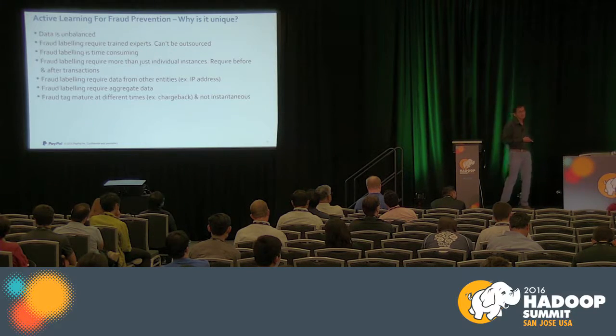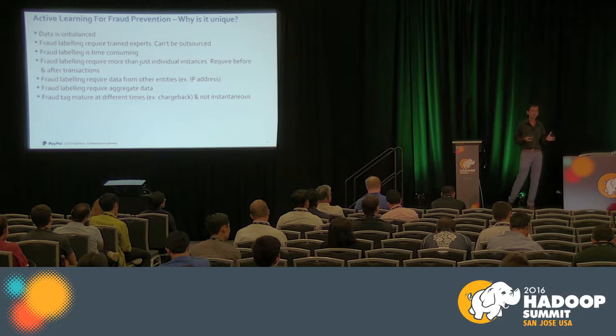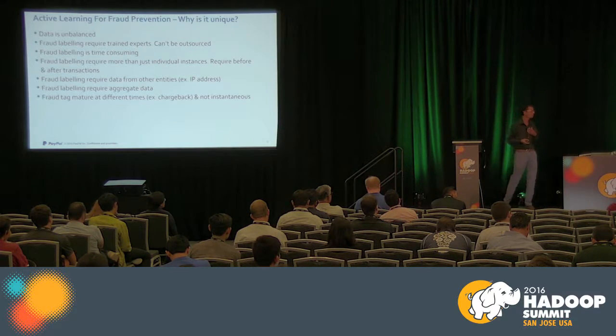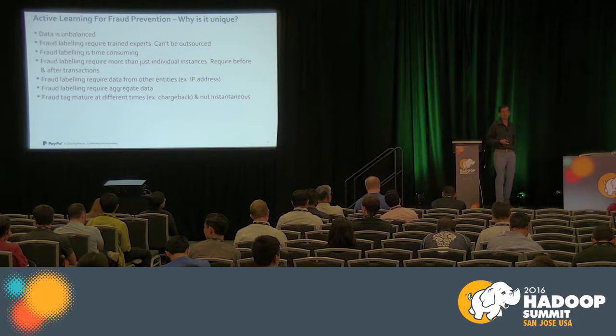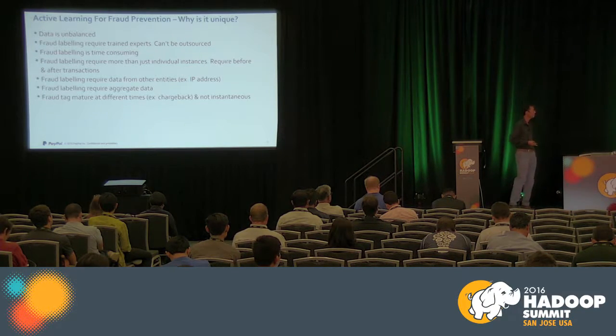Fraud labeling also requires more than just looking at specific transactions. If you want to tackle transaction fraud, it is not enough to look at a single transaction. Our analysts want to look at what happened before and what happened after, and also at other pieces of information to solve the puzzle. In typical active learning, you just take a single transaction and label just that. That's not enough.